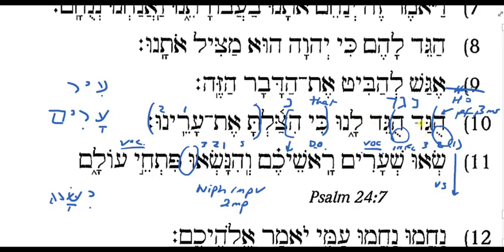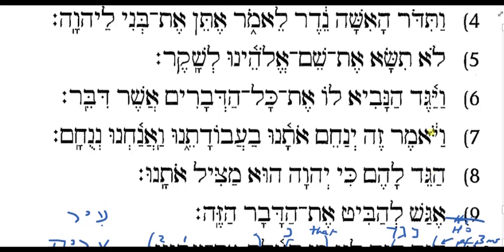The hey prefixing makes the Pual impossible, right? Because the Pual doesn't take hey prefixes. It has U class under root 1, and the Hofal has U class under the hey prefixes and the other prefixes. Yep. All right. Good. So thank you for catching that. Are there any other translation questions we want to look at?